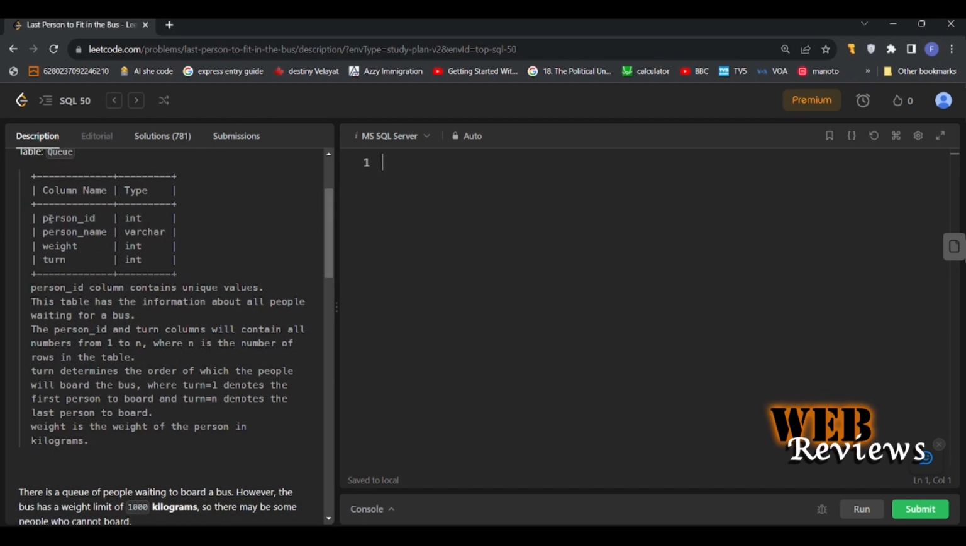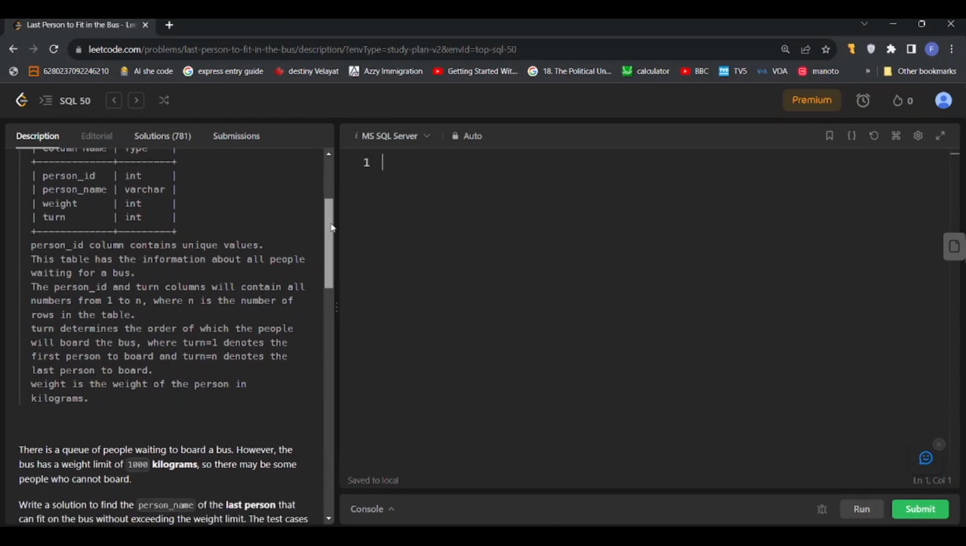We have a table with a person ID, person name, weight, and turn. And we should know that this table is about some people standing in line to get on the bus. But this bus cannot take more than 1,000 kilograms. So we are supposed to know how much weight is already on the bus and who is the last person who can get into the bus.